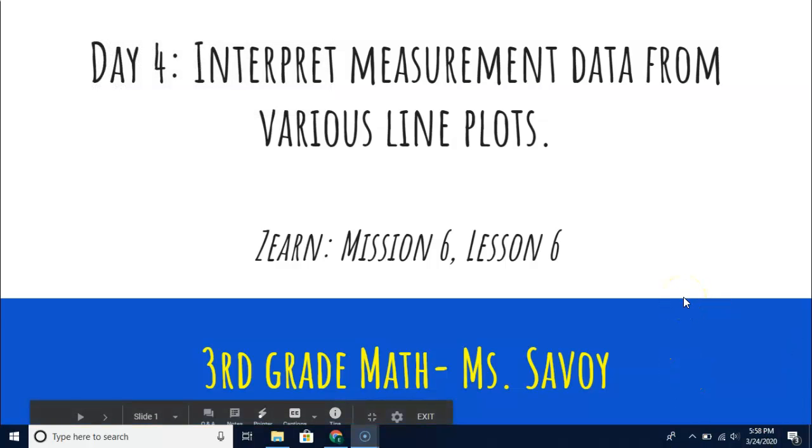Right, today's lesson, this is day 4 of our distance learning. It is aligned with Mission 6, Lesson 6 on your Zearn digital lessons.